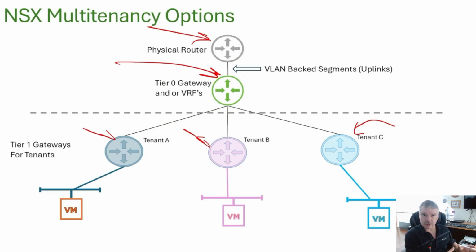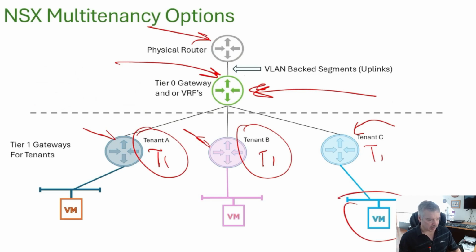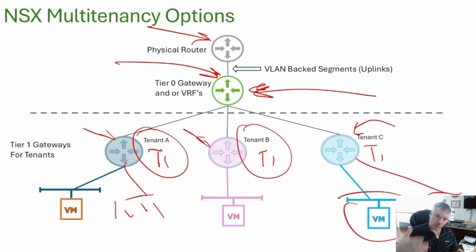VMware's been pushing this as the multi-tenancy model, right? So I could actually have a tier 1 gateway here for tenant A, a tier 1 gateway here for tenant B, and a tier 1 gateway here for tenant C, okay? And then I have the provider gateway, that's my tier 0 gateway at the top. So I would give each tenant their own tier 1, and away they go. They've got their own segments connected to it with their workloads and all that wonderful stuff. That's one way of doing it.